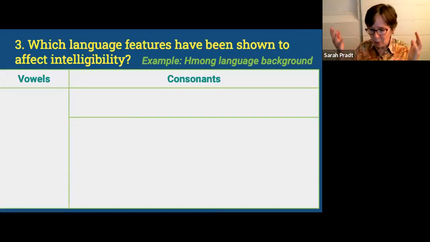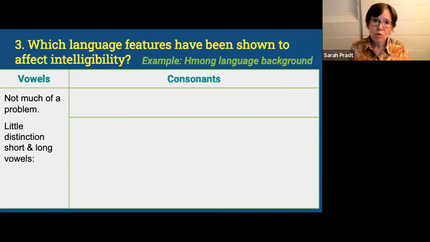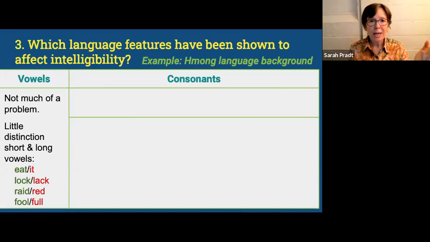So for example, if I were doing this workshop, then I would show some language features of particular language backgrounds. So for example, here is Hmong language background. So I would look at the specifics. I don't know that I would say the word segmentals, but I would say vowels are not really much of a problem. It is true there's not so much distinction between long and short vowels. So these pairs that you see here, the speaker would more likely say the word in green than the word in red, but that's not always such a serious problem.